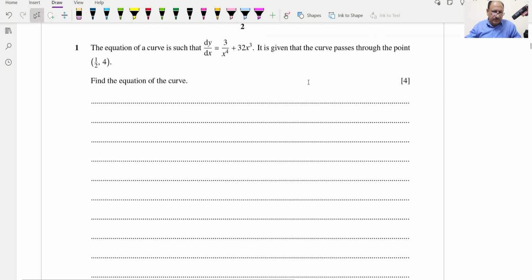Question number 1 says the equation of the curve is such that dy by dx is equal to this one. It is given that the curve passes through the point (half, 4). Find the equation of the curve. This is a 4-mark question.